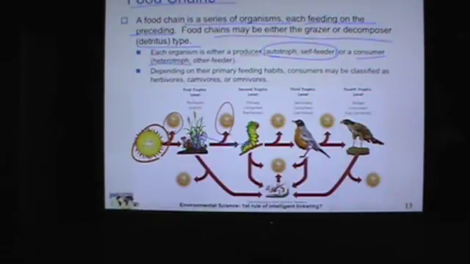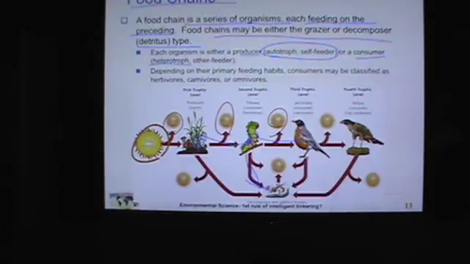And then you can guess what's going to happen next. That poor robin has to eat a caterpillar. I guess they like it. Gives off heat, so the secondary consumers are carnivores. They just eat meat. And then the fourth level, well, I'm sorry, let me back up.